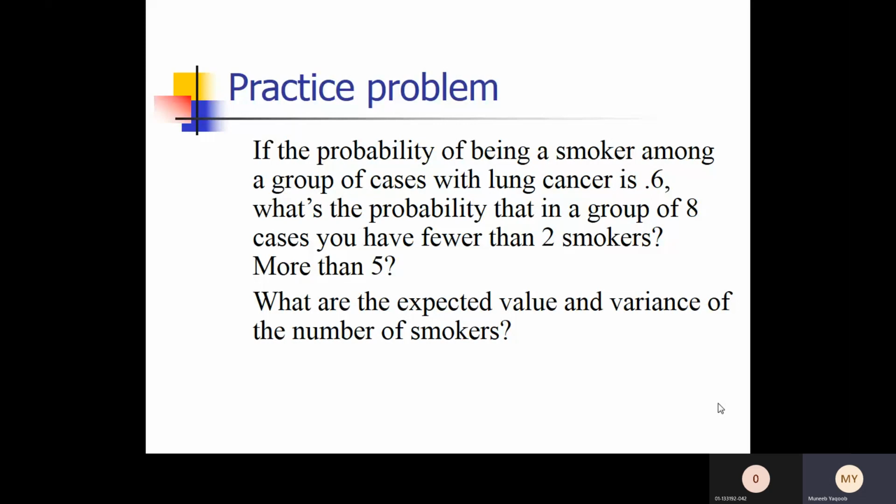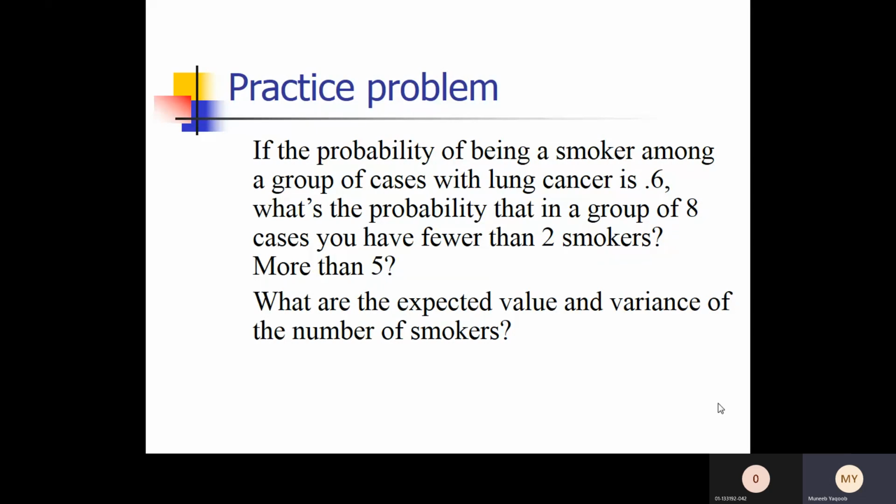So in this problem, the number of trials, n, is equal to 8. The probability of success, p, is given by 0.6. And we are to calculate the probability of x less than 2 and the probability of x more than 5. If we do not apply any approximation, we will calculate the probability of x equals 0 and the probability of x equals 1, and then add these two probabilities to get the probability of x fewer than 2.